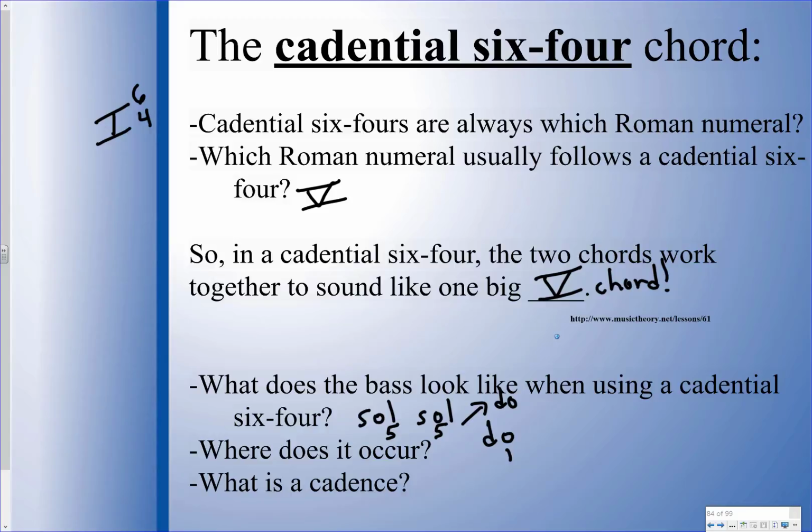Where do cadential 6/4 chords occur? Right after these. And what is a cadence? Ending of a phrase.